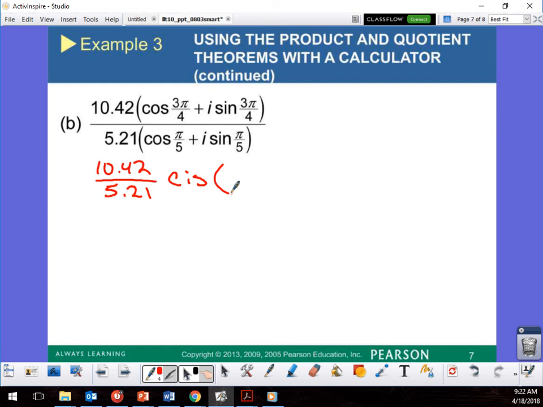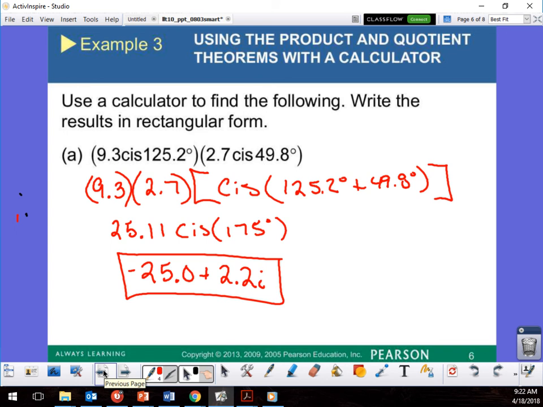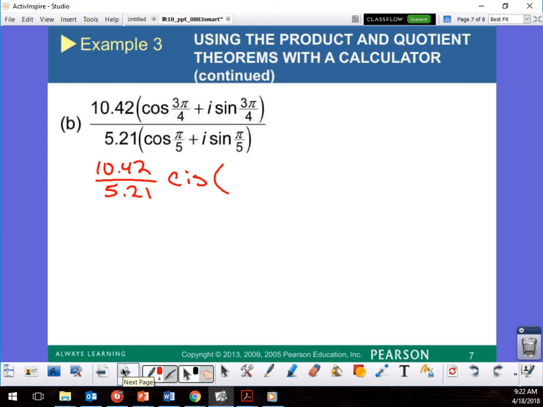It's a division. What do I do with my thetas? Not the same thing, because when I had the multiplication, the product, I add. Oh, you subtract. Okay, division I subtract. Very good. So it's going to be 3 pi over 4 minus pi over 5. But they have to have common denominators. So now I'll show you guys an easy trick to do this. If they both have pi's and you want to do it in your calculator, what would you do?